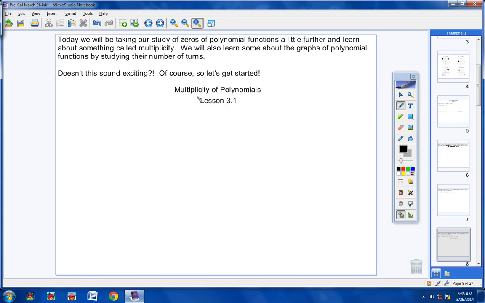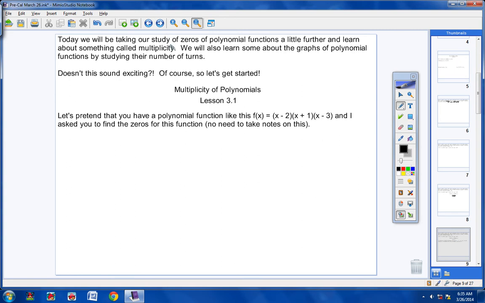Okay, here we go. Your heading today is Multiplicity of Polynomials, lesson 3.1. And the date today is the 26th, if you'd like to keep track of that. The 26th, okay? Multiplicity of Polynomials, lesson 3.1, and the date today is the 26th. Now, there's no need to take notes on this. Just kind of sit back and listen and watch.